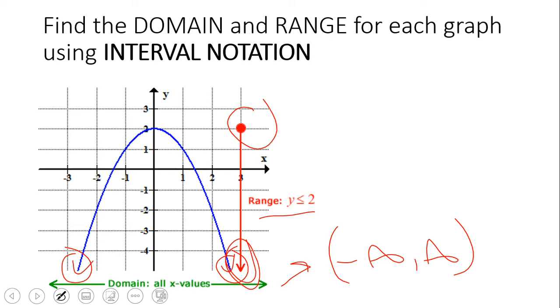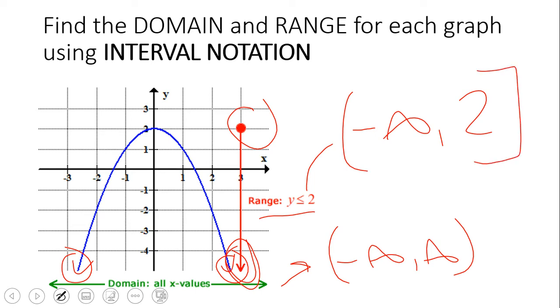How do you say that as an inequality? You say y is less than or equal to 2. How do you say that in interval notation? Well, if you're getting less than or equal to 2, the lowest you can go is -infinity. The biggest you can be is 2. Never include infinities. Include the 2 because it's a closed circle.